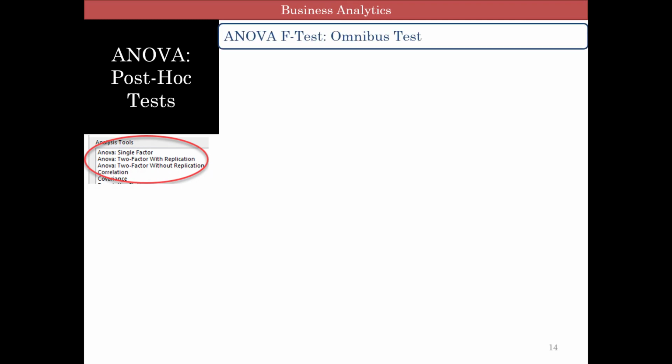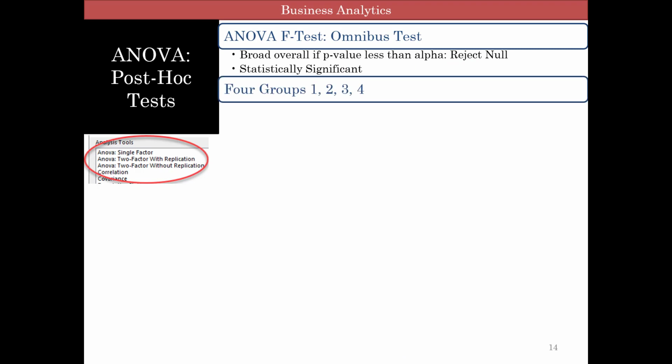So what we did was called the omnibus test. It's broad overall: p-value less than alpha, reject null hypothesis, statistically significant. So then we have 4 groups, right? And 4 groups have 6 comparisons. You can compare 1 and 2, that's a t-test. 1 and 3, another t-test. 1 and 4, another t-test. 2 and 3, another t-test. 2 and 4, and 3 and 4.